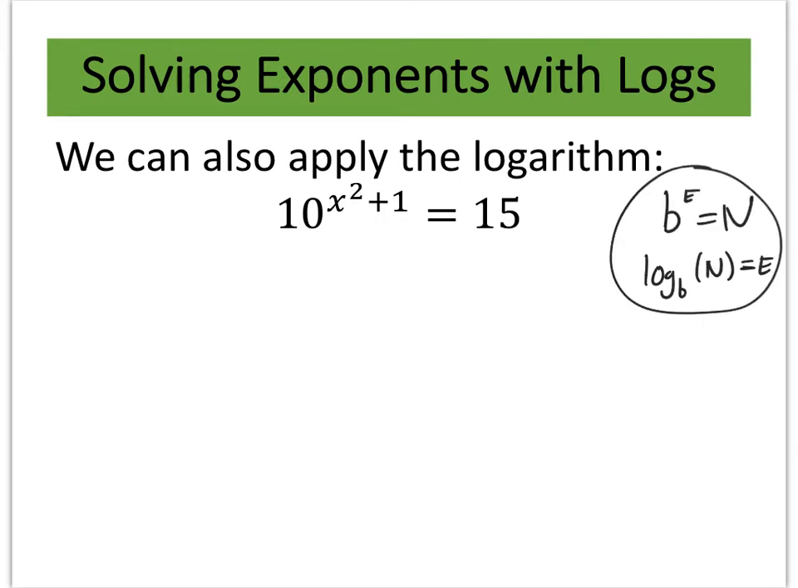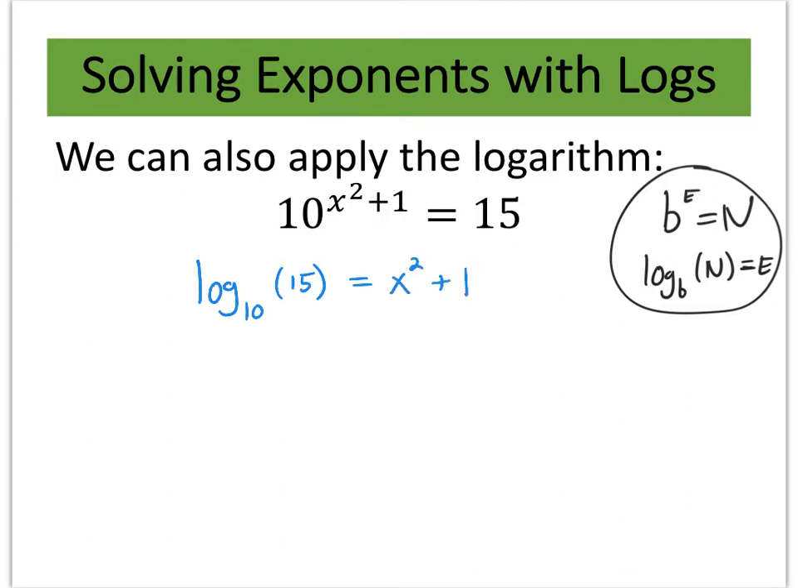So it looks like we've got the base of 10, an exponent of x squared plus 1, and it equals some number. So first things first, it is in this format, so I'm going to just straight off the bat convert it into a logarithm because that will make things a little bit easier. So it's going to be log base 10, the same base, of 15 equals the exponent. The exponent is x squared plus 1.